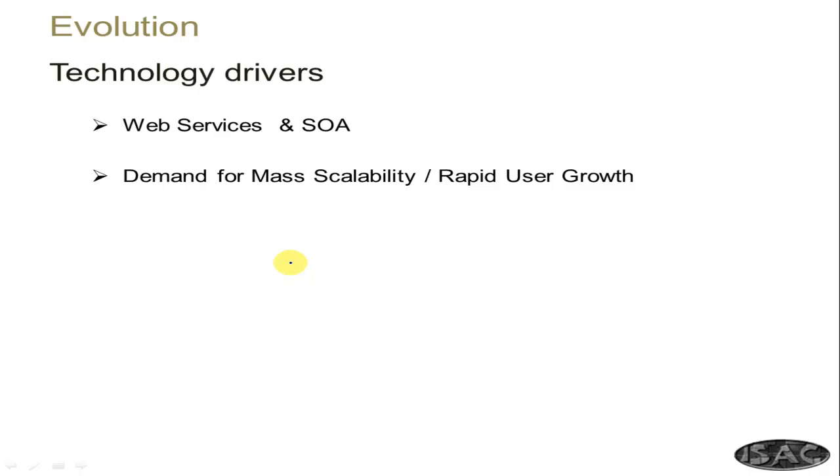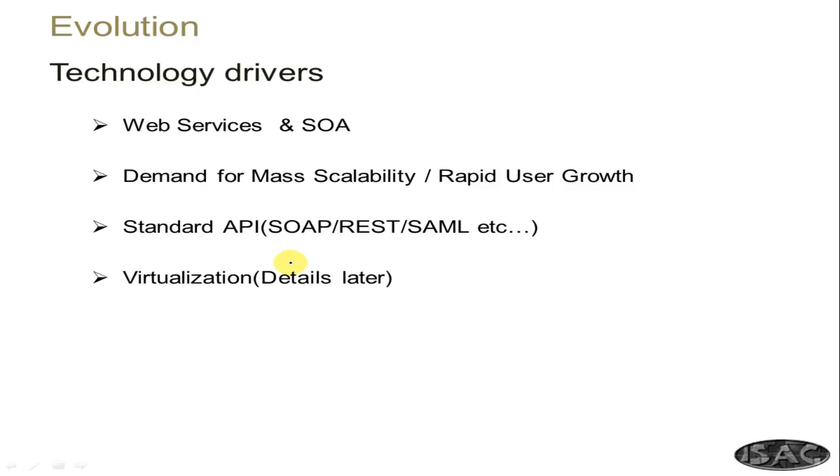There was a demand, obviously, for mass scalability and rapid user growth. Standards like API, SOAP, REST and SAML were all evolving, so they also gave a push to this. And one of the most important was virtualization, which let cloud computing companies create an infrastructure where the same CPU, RAM and hard disk can be used by multiple people, and these resources can be released and acquired irrespective of who else is using that system.